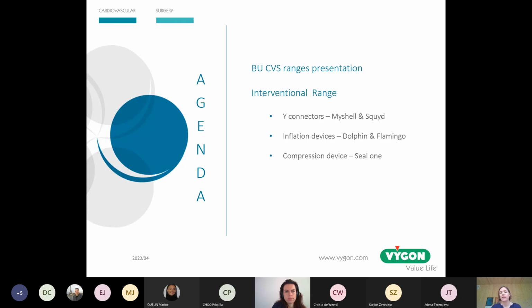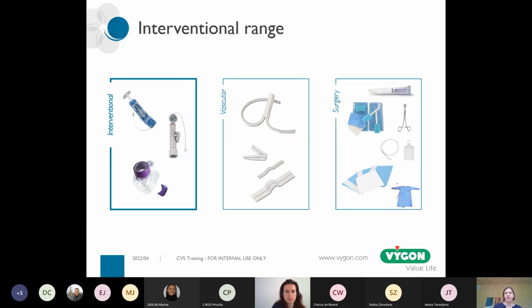The agenda for today: I will start with the Y connectors, Myshell and Squid. Then the inflation devices, Dolphin and Flamingo. And to finish, the compression device, Seal1. The cardiovascular BU is divided into 3 ranges: the surgery, the vascular, and the interventional. And today, this is the interventional training.